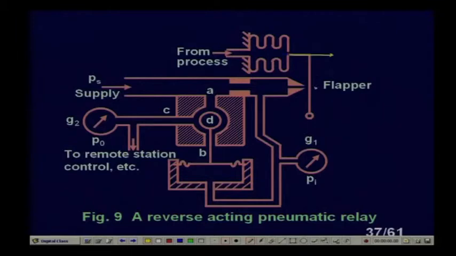Right? The other way, if the flapper moves in this direction, it will move this in this direction. So, if it moves in this direction, less supply air will come to the gauges, and it will show less, right.